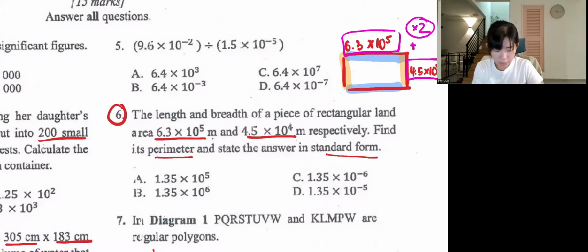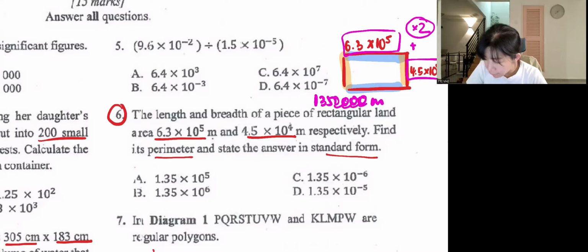Okay, so use the calculator: 6.3 times 10 to the power 5, close bracket, plus 4.5 times 10 to the power 4, close bracket, times 2. You add the 4 sides together. So you get this number, 1,350,000. Okay, this one is in meters. And then change to standard form.